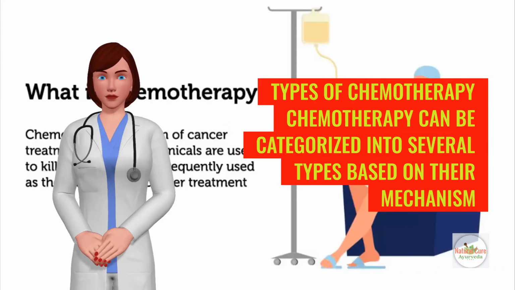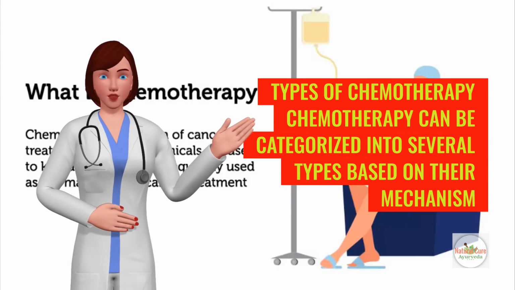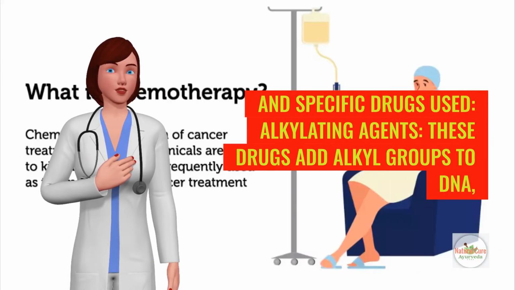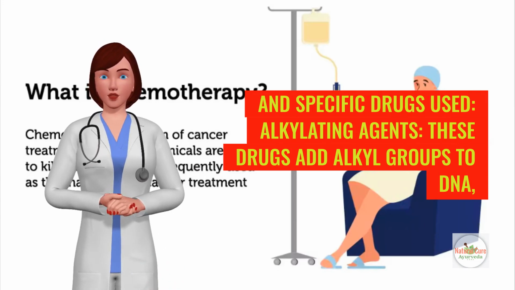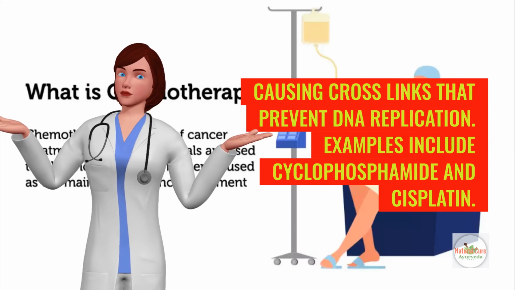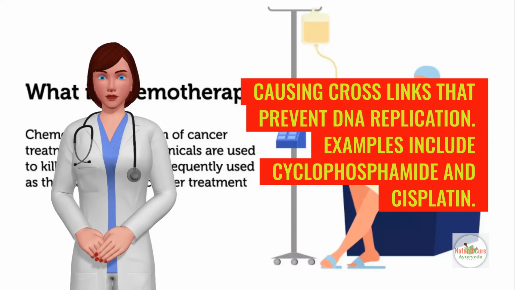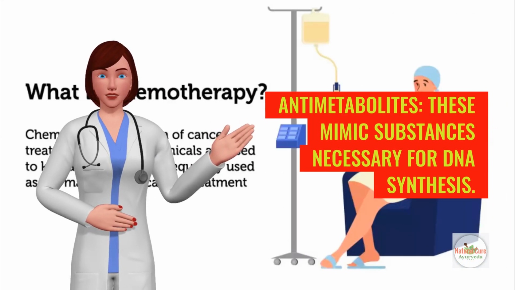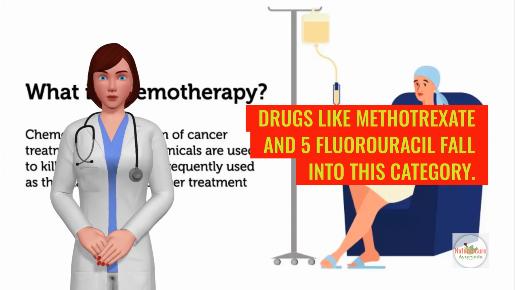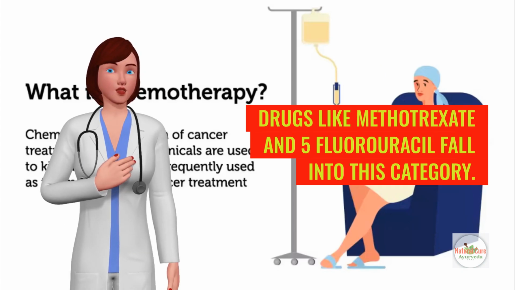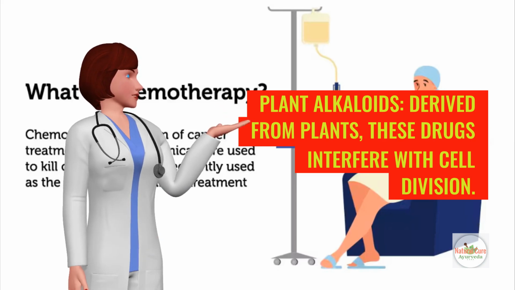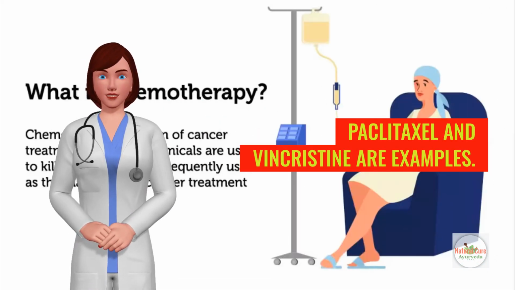Types of chemotherapy. Chemotherapy can be categorized into several types based on their mechanism of action, administration routes, and specific drugs used. Alkylating agents. These drugs add alkyl groups to DNA, causing cross-links that prevent DNA replication. Examples include cyclophosphamide and cisplatin. Antimetabolites. These mimic substances necessary for DNA synthesis. Drugs like methotrexate and 5-fluorouracil fall into this category. Plant alkaloids, derived from plants, these drugs interfere with cell division. Paclitaxel and vincristine are examples.